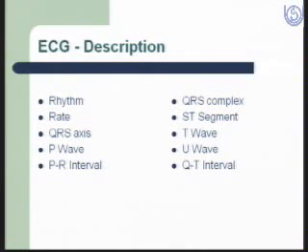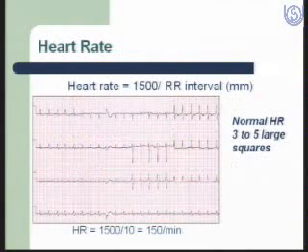We see what is the rhythm, what is the rate, what is the QRS axis. Then we go to the individual waves, the P wave, PR interval, QRS complex, ST segment, T wave, U wave, and the QT interval.